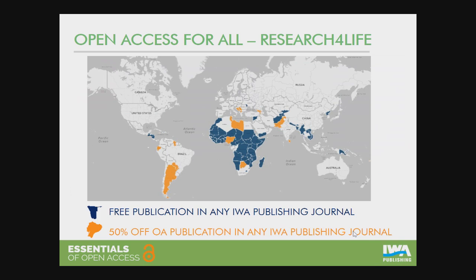I also wanted to mention, for us, we have a waiver program for authors in developing countries. So it is free for anyone in the blue countries on this map to publish open access in any one of our IWA Publishing journals. For people in countries that are orange on this map, you can have 50% off of our OA publication fees in any one of our IWA Publishing journals as well.